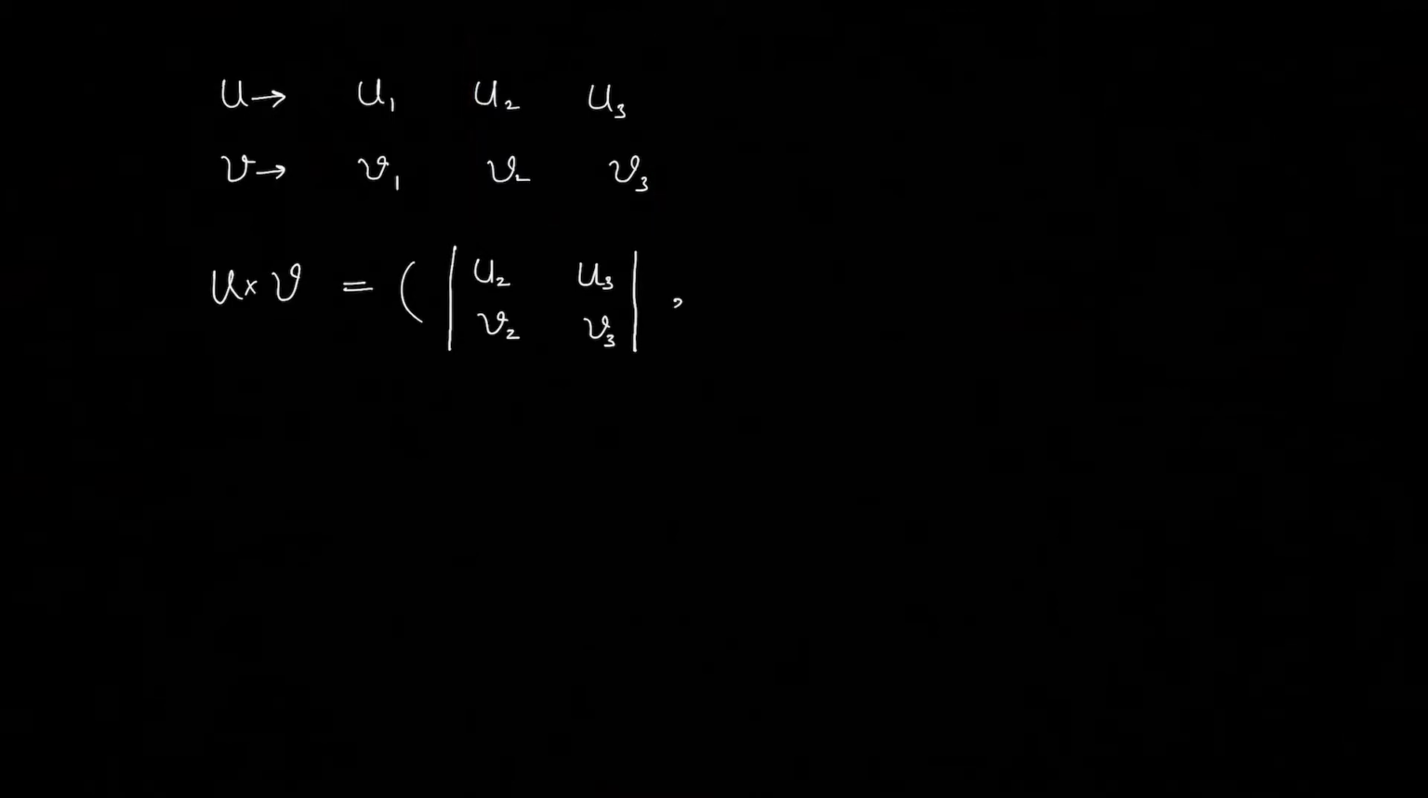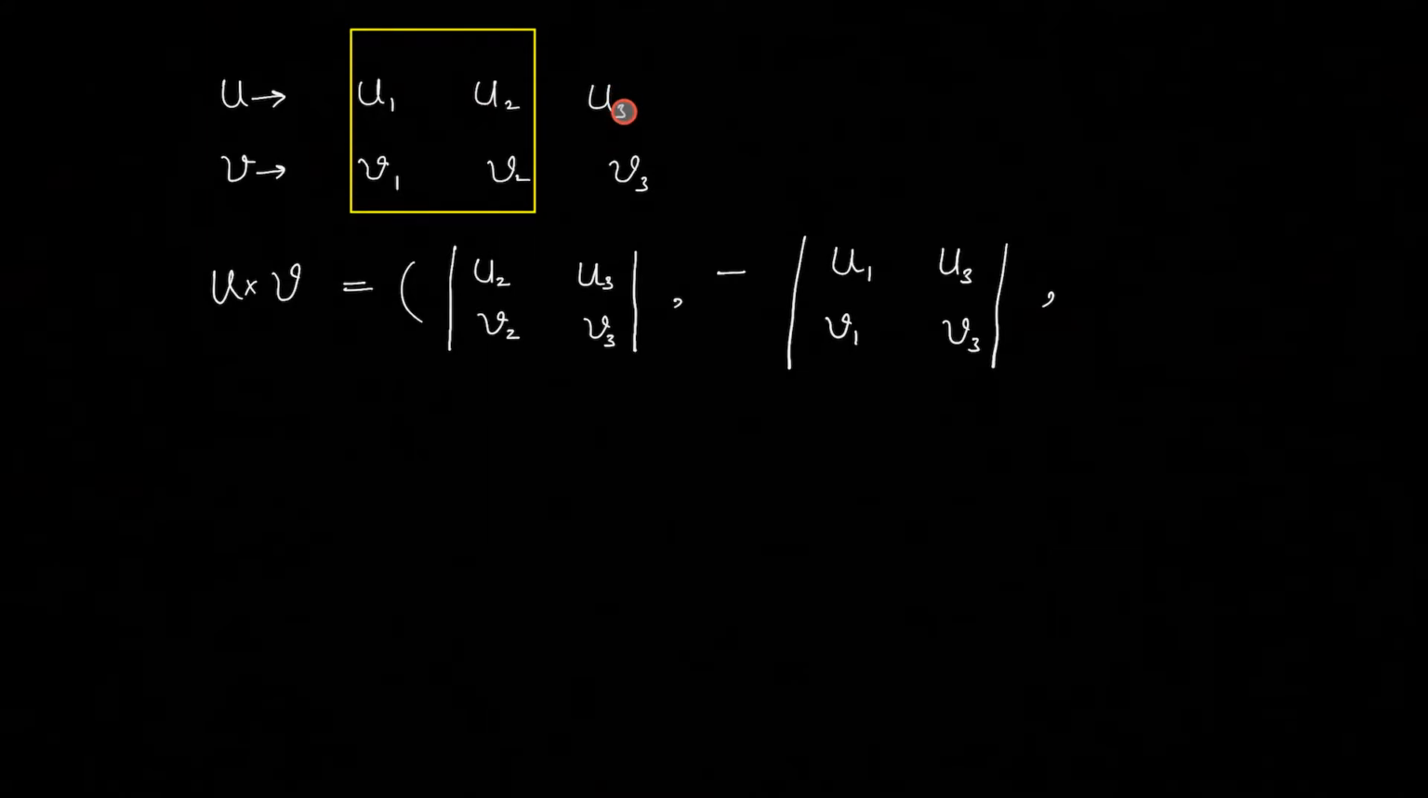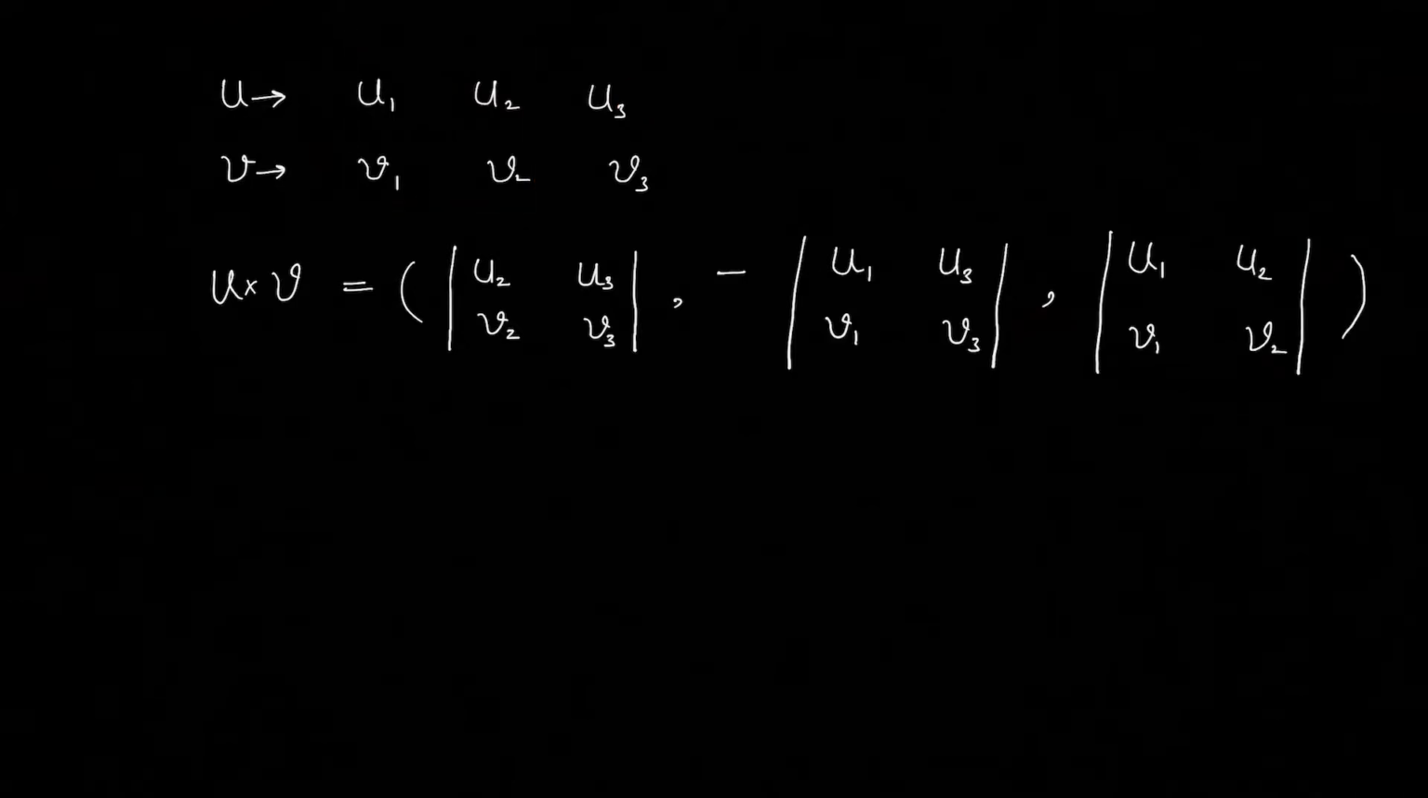For the second component, first put a minus sign, hide the second column, or the second components of u and v, and write down the remaining 2 by 2 matrix, which is u1, u3, v1, v3. For the third component of the vector u cross v, hide the third column and find the determinant of the remaining 2 by 2 matrix, which is u1, u2, v1, v2. So in this way you can also get the cross product of two vectors.